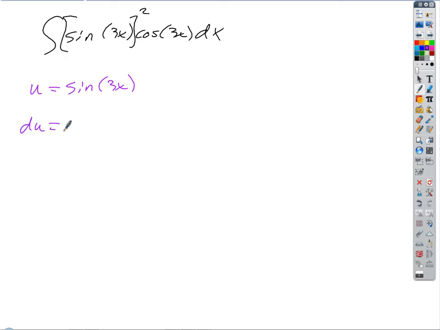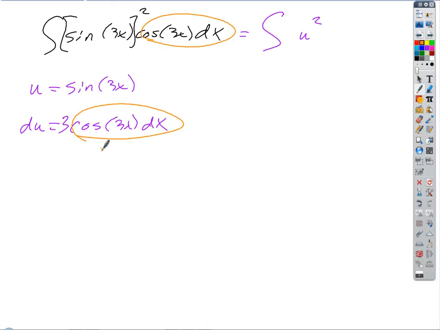Now by the chain rule, what's du? The derivative of sine is cosine, times the derivative of the inside, 3 dx, right? And so then look what we would have. We would have an integral of u squared, but then look what's left over. We'd only have cosine 3x dx, which is the same thing as 1/3 du, right?